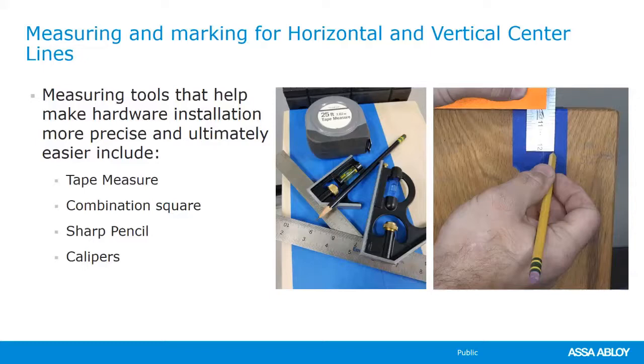Then I'll use my combination square to transfer that measurement down the front and the back face of the door. Because if we're mounting that top latch assembly for that exit device with through bolts, that means we've got holes that go all the way through the door. Well, we need to make sure that we drill all the way through the door accurately.